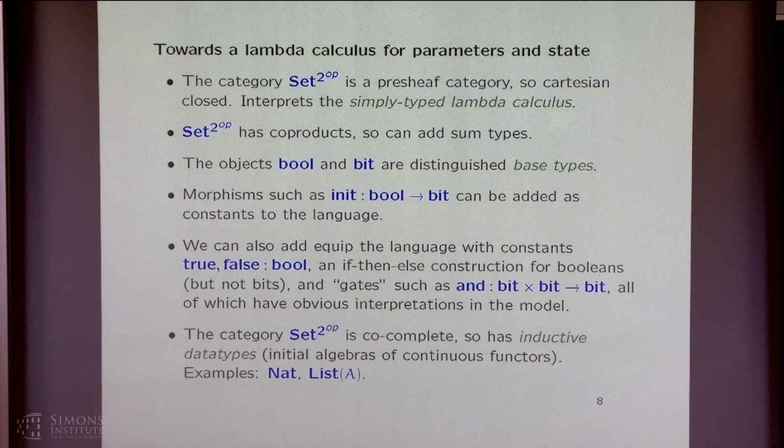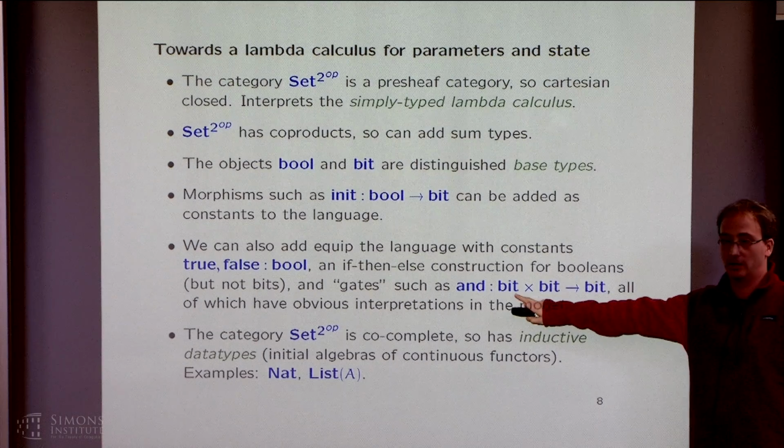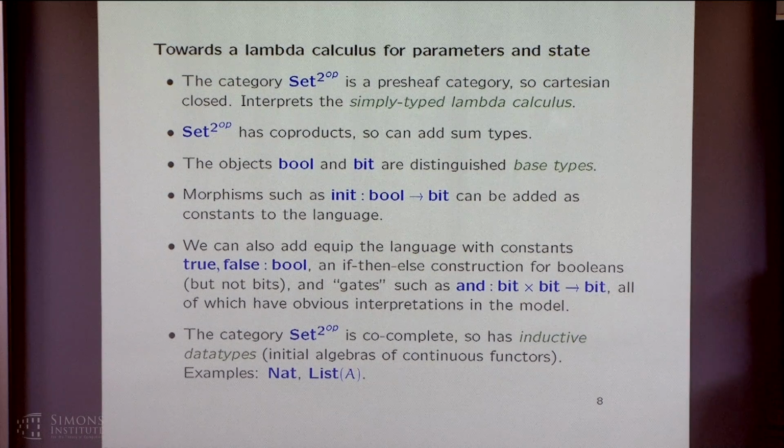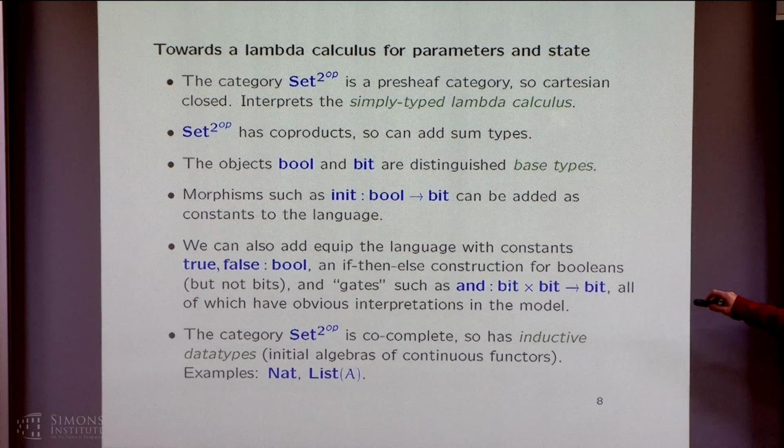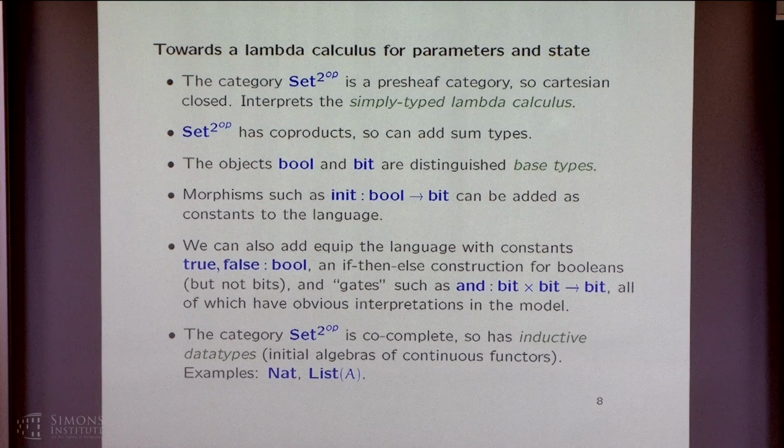as built-in gates. A gate would be something like a function from bit cross bit to bit, which we think of as a gate in a circuit. If it were from bool cross bool to bool, then it's like an if-then-else in the programming language, but it's from bit cross bit to bit, then we think of it as a gate. Okay? The sort of thing that will be evaluated at circuit runtime rather than circuit generation time. So we have all that.